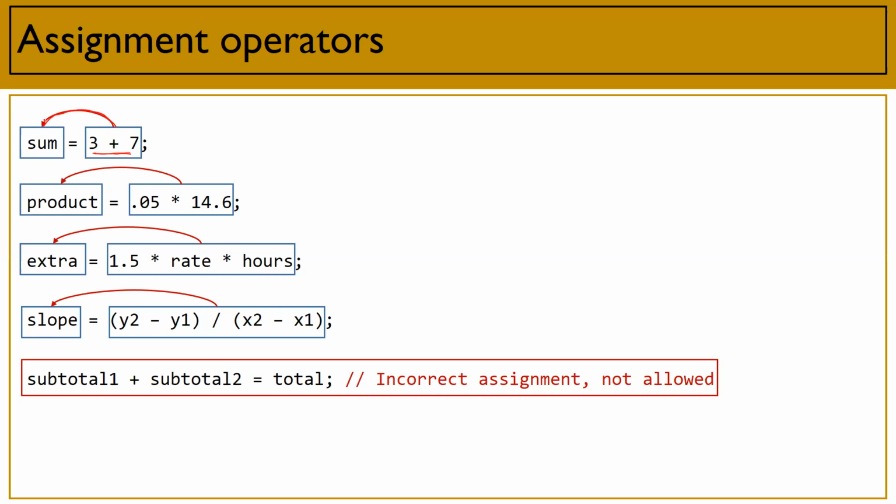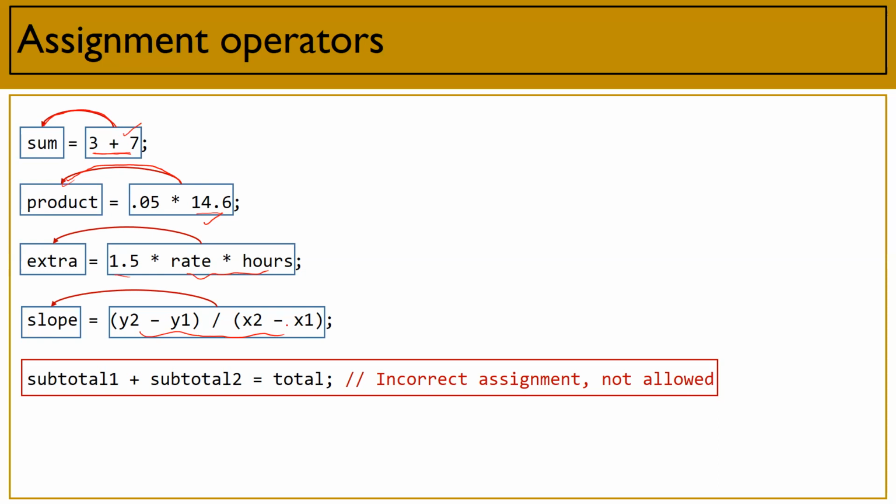Similarly, in this example, first 0.05 will be multiplied with 14.6 on the right side, and then that will be assigned to product. In an assignment expression, you may have a lot of operands and operators on the right side. Here you have 2 operands and 1 operator, and here you have 3 operands, 2 of them variables and one a constant. And here all of them are variables. So on the right side, you may have one or more operands and operators.